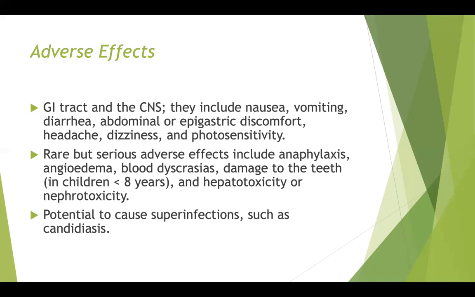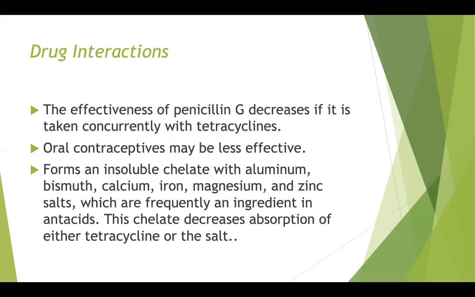There is potential to cause superinfection such as candidiasis. Again, I have discussed two superinfections. First is candidiasis, which commonly occurs in the mouth, and the second one is Clostridium difficile colitis, which happens in the colon. Those are the two superinfections that may occur because of these antibiotics. For drug interactions, the effectiveness of penicillin G decreases if it is taken concurrently with tetracyclines.